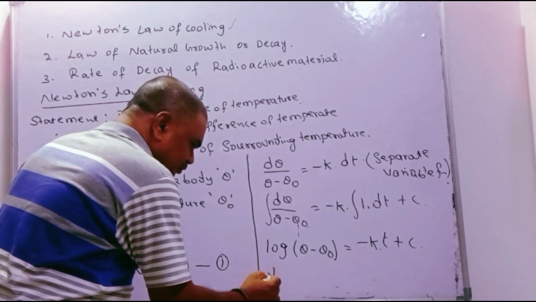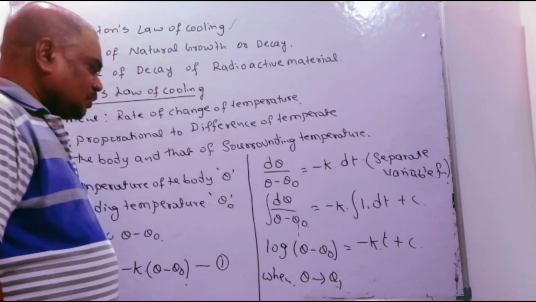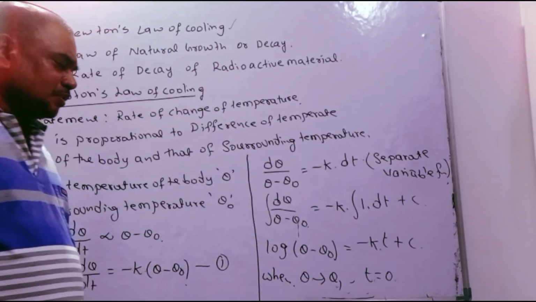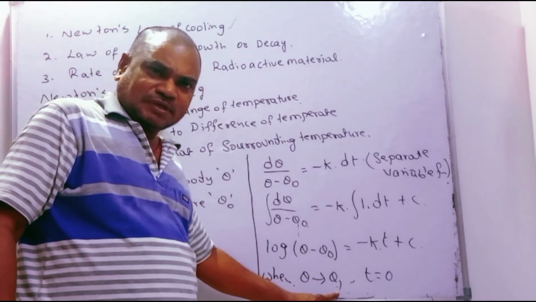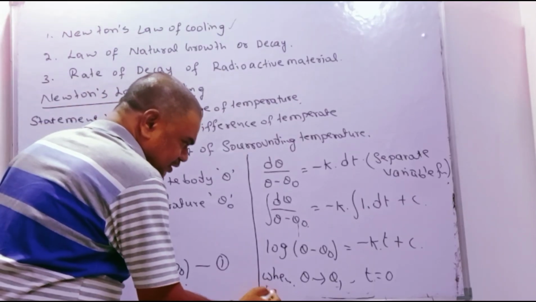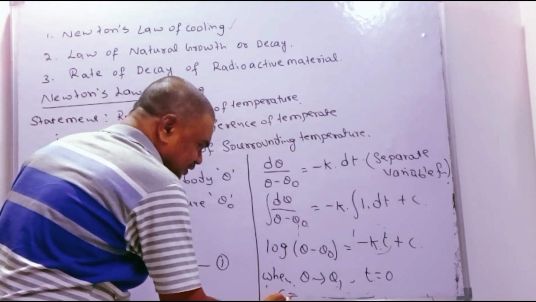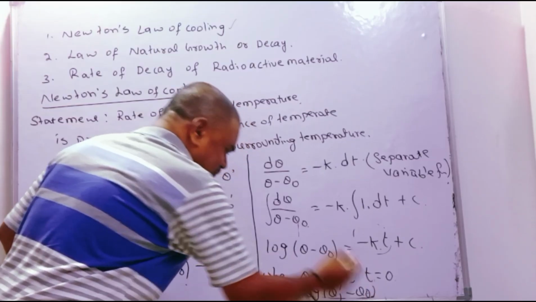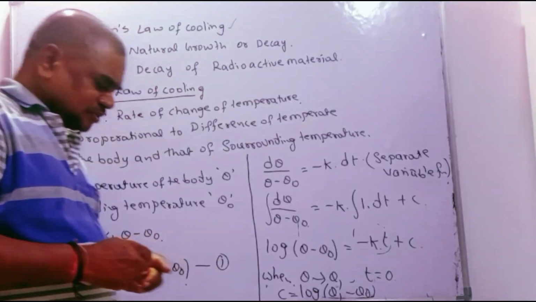When t equal to 0, the initial stage, theta becomes theta 1. Then here t equal to 0 means the kt term will be 0. Then we can write c equal to log of theta 1 minus theta 0. This constant is log of theta 1 minus theta 0.